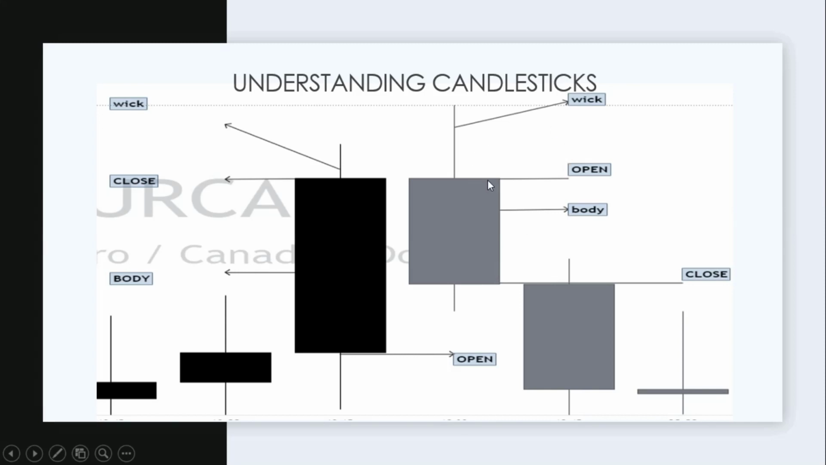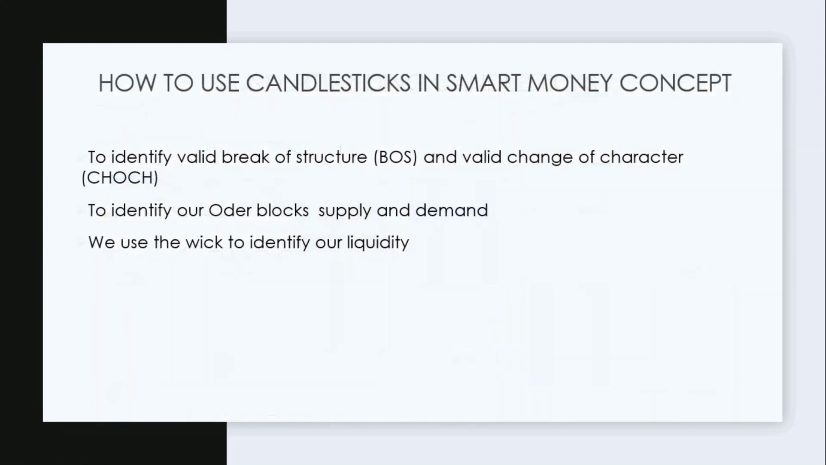But the things that are similar are that both have bodies, and both have wicks, tails, or shadows, however you call them. Both have highs and lows. Like this right here is the high, and right down here is the low of a candlestick. So now we are going to show you how to use candlesticks in smart money concept.